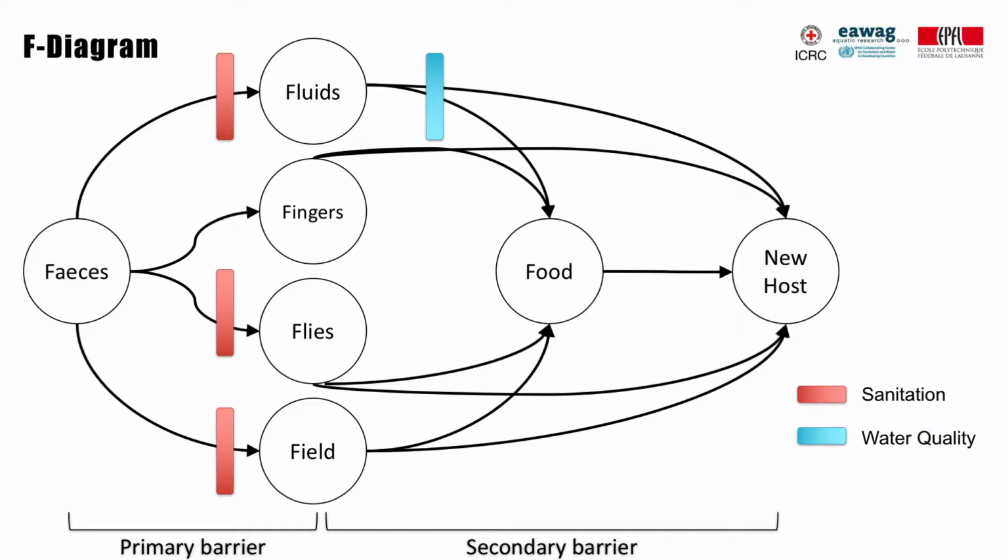Secondary barriers can also be put in place to prevent feces from being ingested by a new person, for instance, by ensuring adequate water quality, or ensuring proper hygiene practices, mainly hand washing. In this F diagram, you can clearly see the importance of having adequate sanitation, proper hygiene practices, and adequate quantity and quality of water to ensure health benefits.